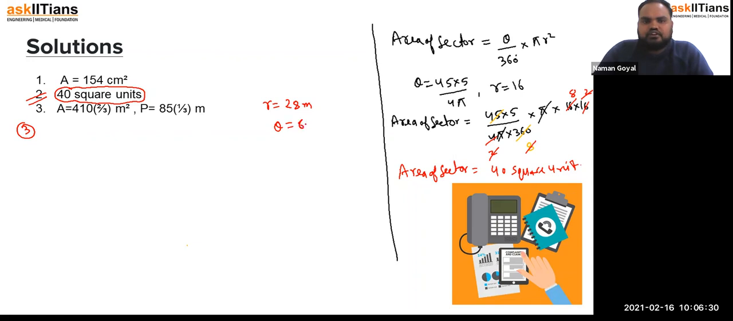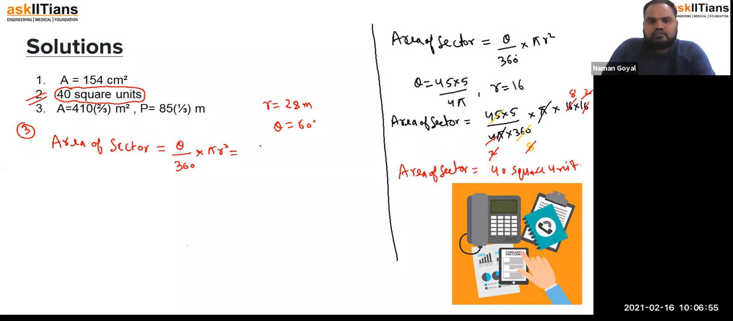Theta is 60 degrees. Now the question is asking for the area of that sector and the perimeter. So first of all, we are going to find the area. Area of sector is theta upon 360 into pi r square.